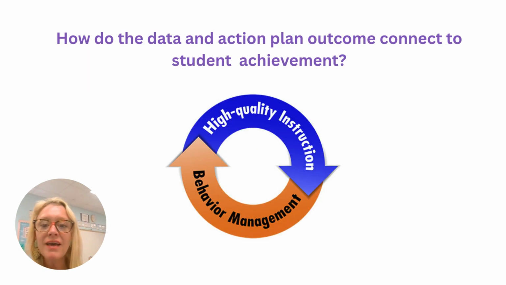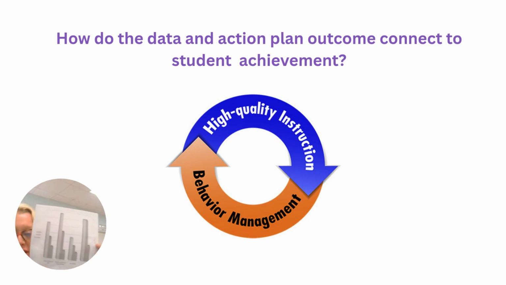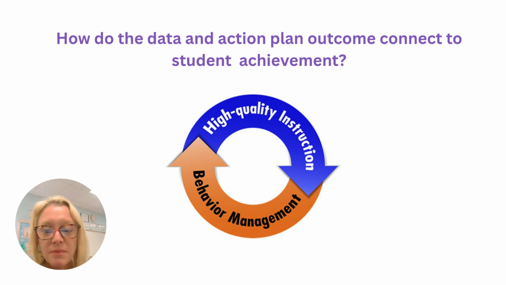How did the data and the action plan outcome connect to student achievement? As you can see, we were aiming for having behavior management, which would lead to high quality instruction, and that good behavior would lead to higher academic success as well. And as we charted all the information we found, it absolutely did. If the children were having below average school performance before we implemented all of these strategies, the percentage went extremely up.